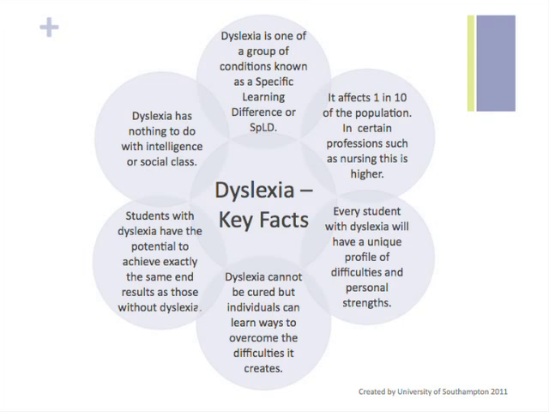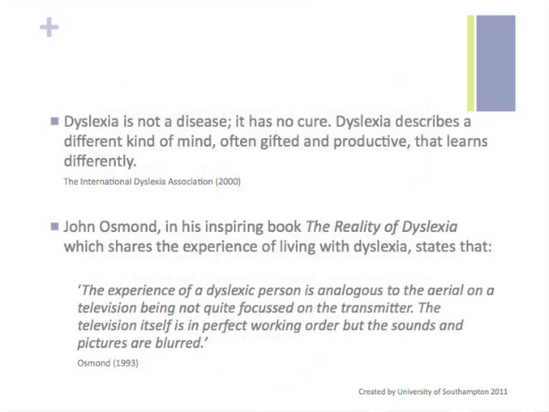Students with dyslexia have the same potential and can achieve the same results as any other student, as dyslexia in itself has nothing to do with intelligence or social class. People with dyslexia have a different kind of mind, and they can often be extremely gifted and productive. It's just that the way they learn is different from other people's. One way of looking at how dyslexia might affect a person's life is given by John Osmond in his inspiring book, The Reality of Dyslexia.